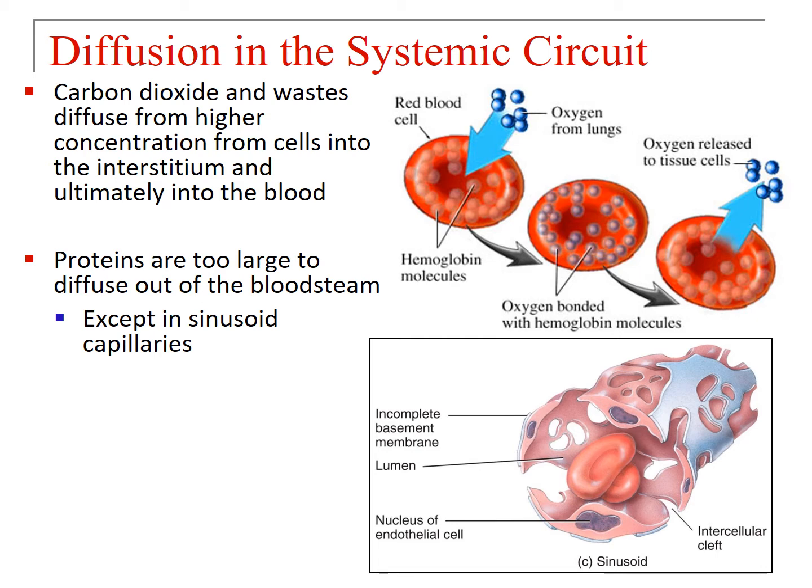Now, proteins are actually too large to diffuse out of the bloodstream unless you're talking about sinusoid capillaries. If you'll remember the three types of capillaries: continuous, fenestrated, and sinusoid. The fenestrated capillaries have openings, but they're too small for proteins to go through. Only the sinusoid capillaries, with large intercellular clefts and incomplete basement membranes, have large openings in the capillary walls that allow proteins to move in and out.